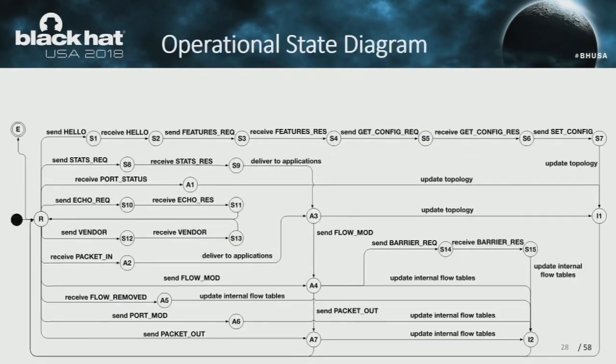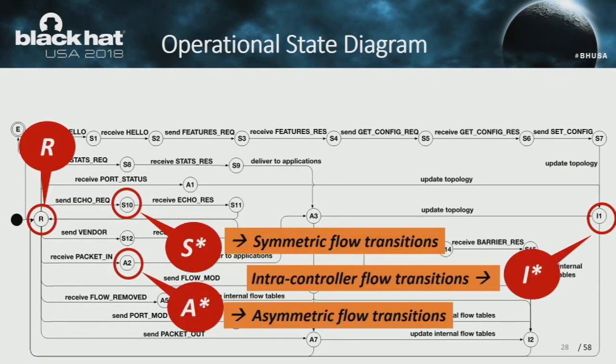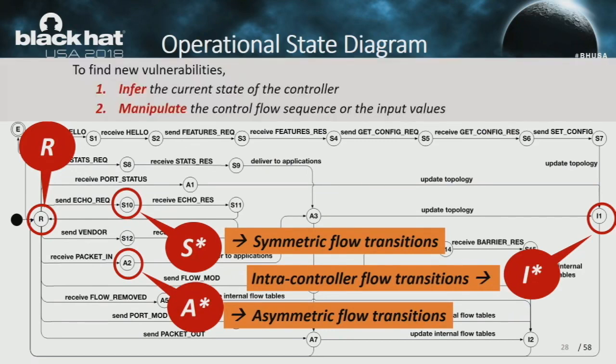So leveraging those three types of SDN control flows, we derived an operational state diagram of a typical SDN controller, as shown in this picture. In this diagram, the state labeled R stands for the ready state to receive or send the SDN control messages. And the other states are labeled in accordance with each control message type. Based on this state diagram, the forging modules in each agent take two steps to find new vulnerabilities. First, each agent identifies the current state of the target controller and then manipulates the flow sequences or the input values of the SDN control flows.